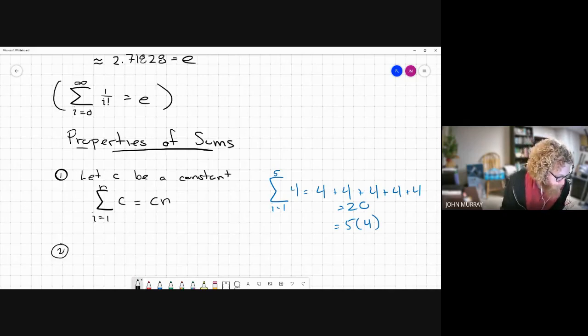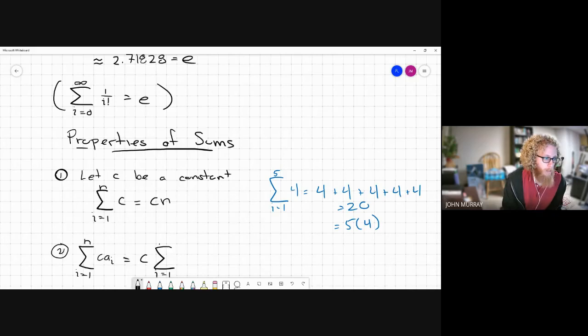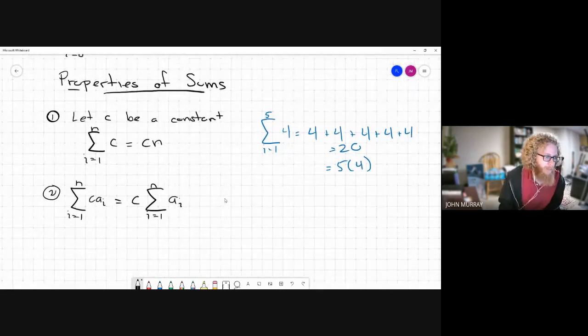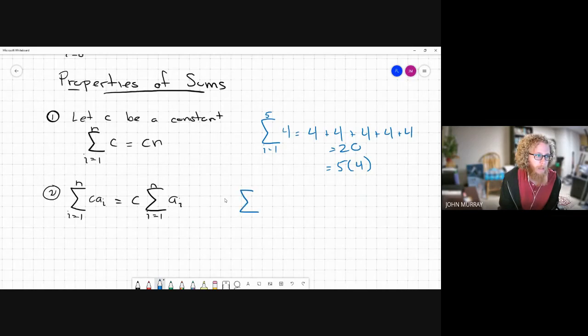Our second rule. Again, if c is a constant, and we have that constant times terms, well, then we can pull that constant out and just worry about the sum later. We would calculate this, and then we'd multiply that by the constant. So we can pull that out. All right, and again, just to show you a quick example, we'll do something really light.